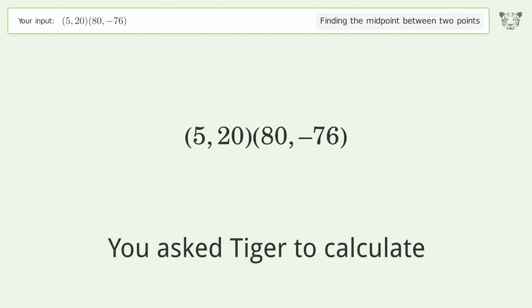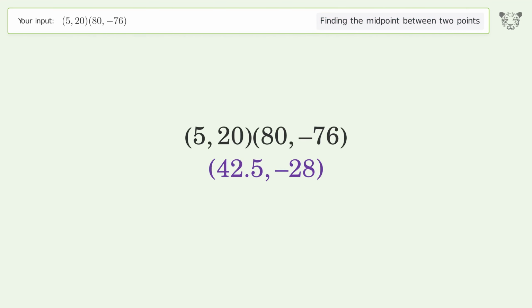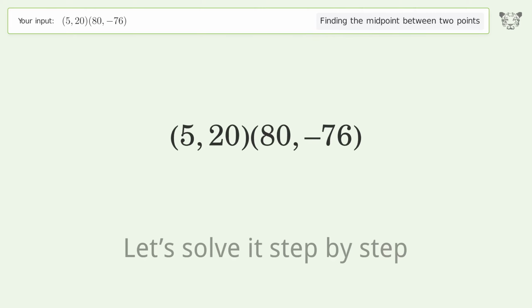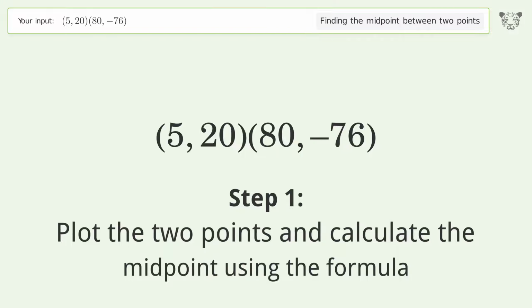You ask Tiger to calculate. This deals with finding the midpoint between 2 points. The midpoint between the 2 points is 42.5, negative 28. Let's solve it step by step. Plot the 2 points and calculate the midpoint using the formula.